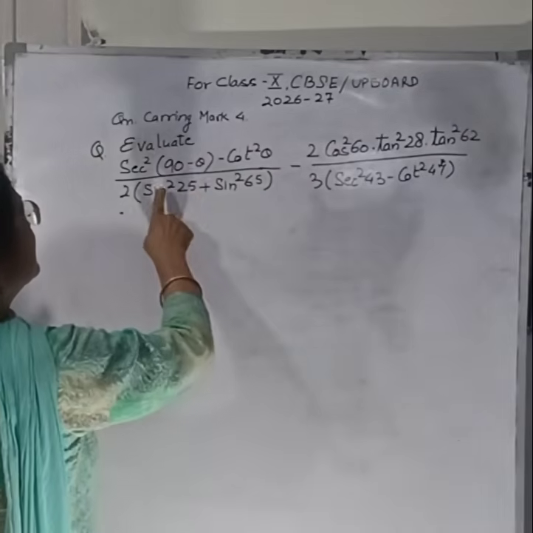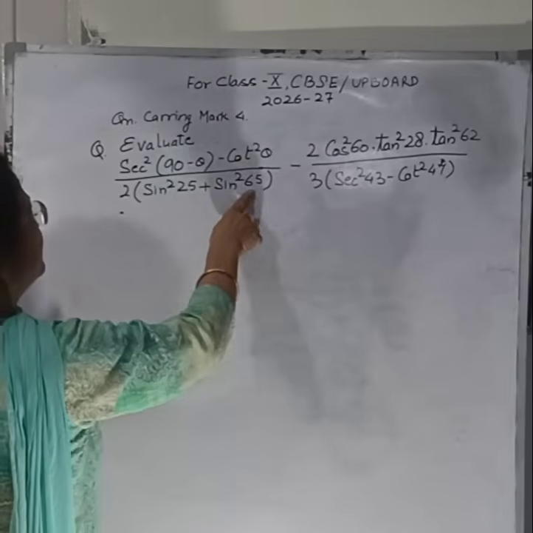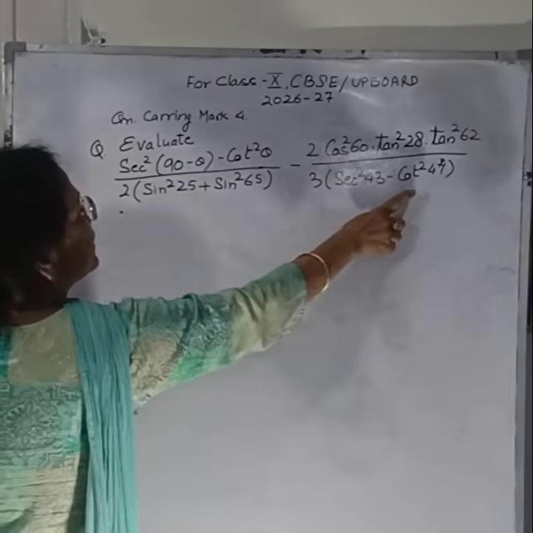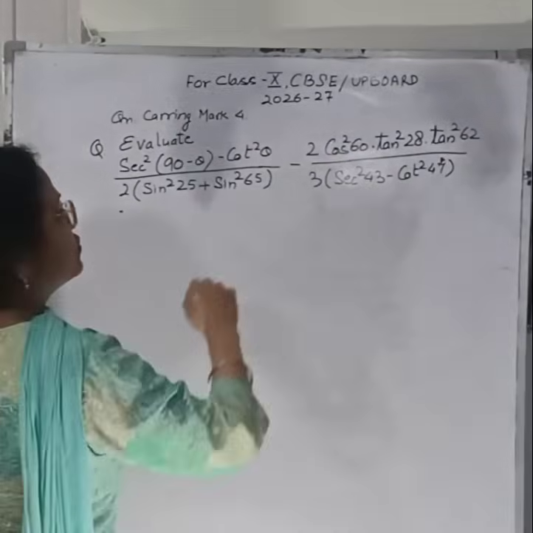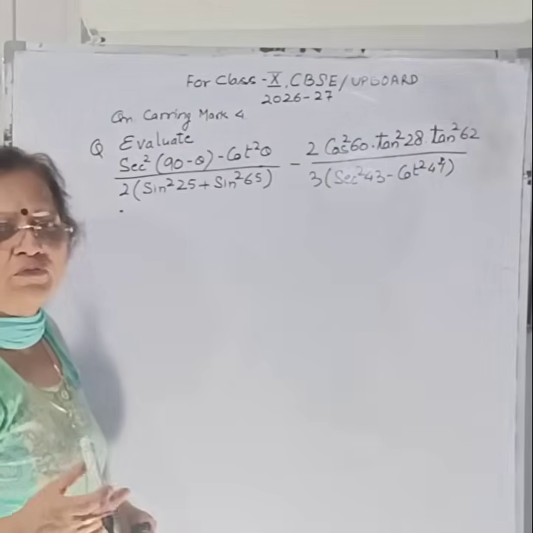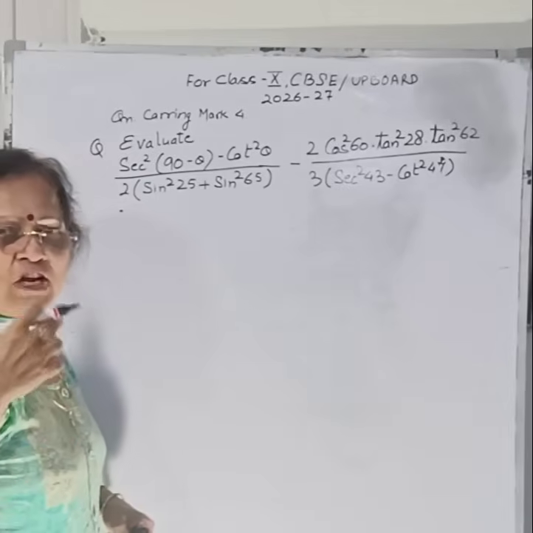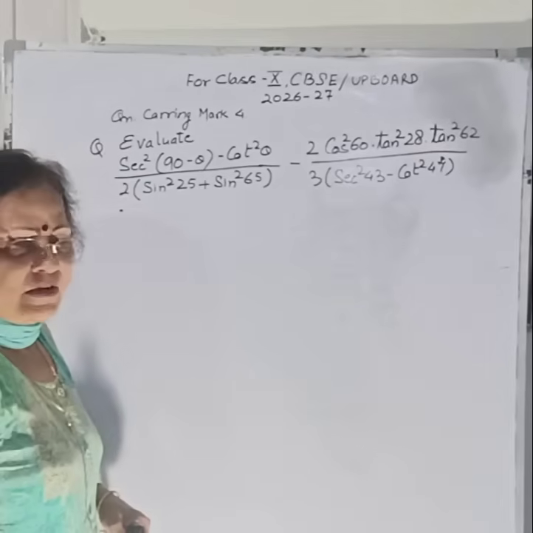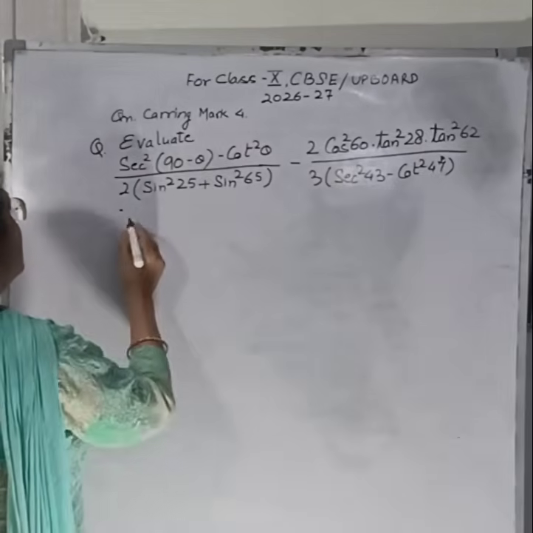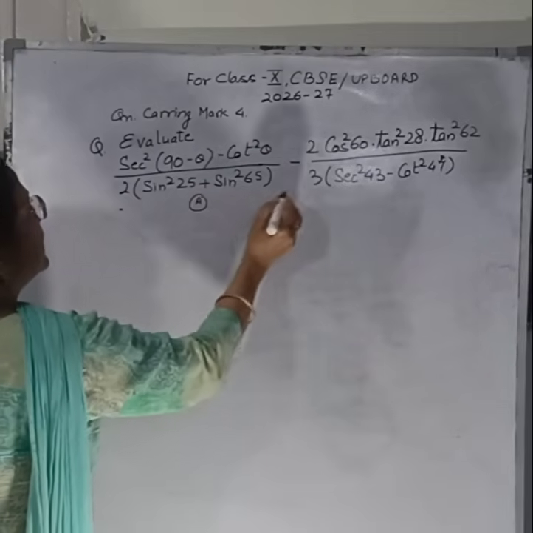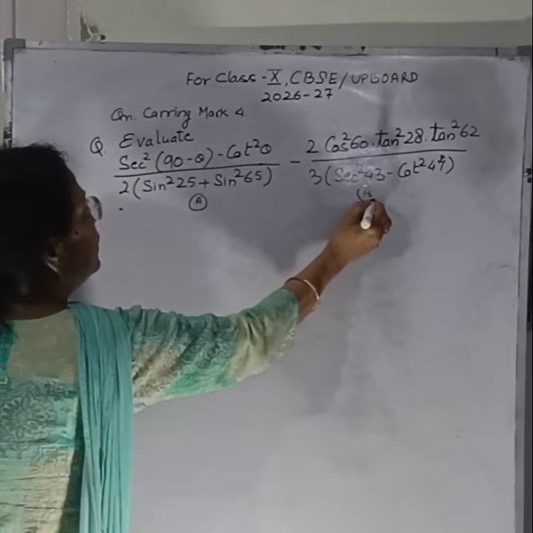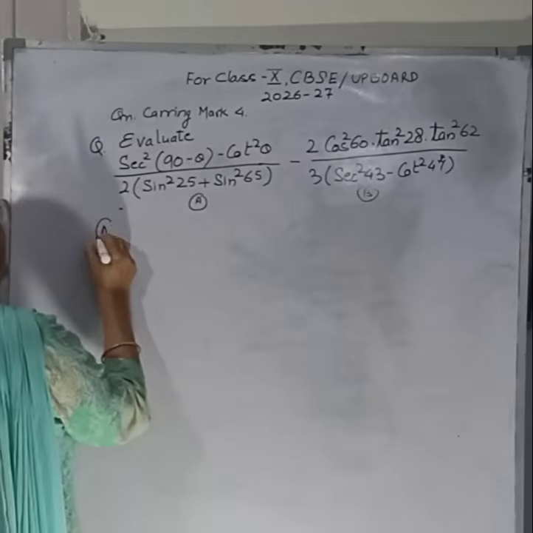We know that neither we have known the value of 65, 25, 43, 47 and 28, 62 too. 62 is also not known to us. So we have to simply use the formulas, the trigonometrical formula. This should be in our mind. Going to have the solution. Let us suppose this portion is A and this portion is B. So first of all we are going to solve A portion.